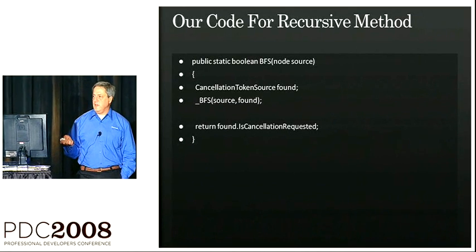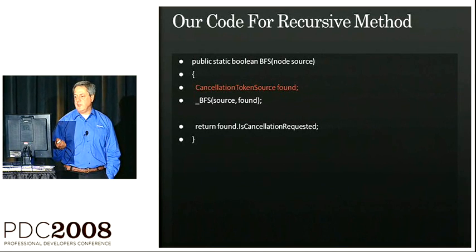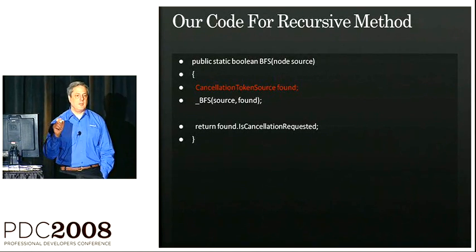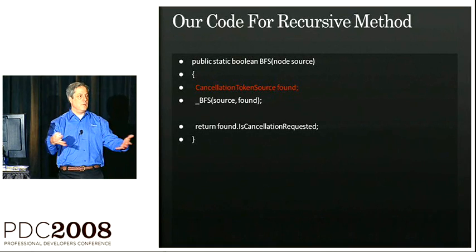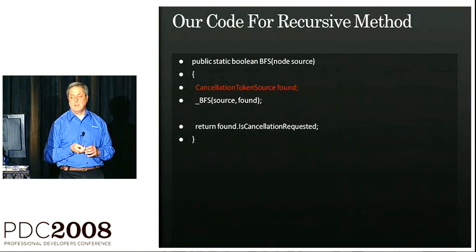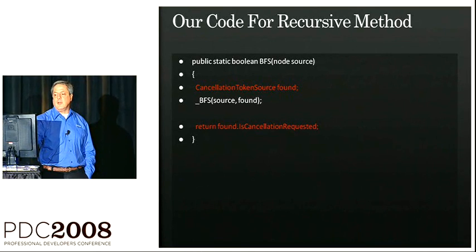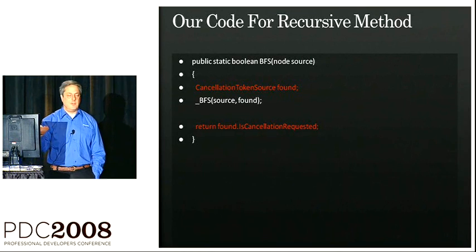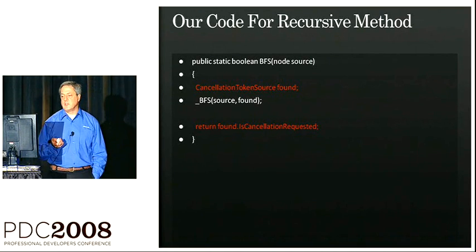So in the recursive method here, I'd have a public method and a private method. And the public method would basically set up this cancellation token source found, and that's a way that I can set up a global variable as it would be and set a signal for all the active threads that are participating in this recursive tree that's unfolding to quit. Okay. And if I find the sink, then someone will have set this cancellation request token to be true, and so I can simply return that as the result of my breadth first search.